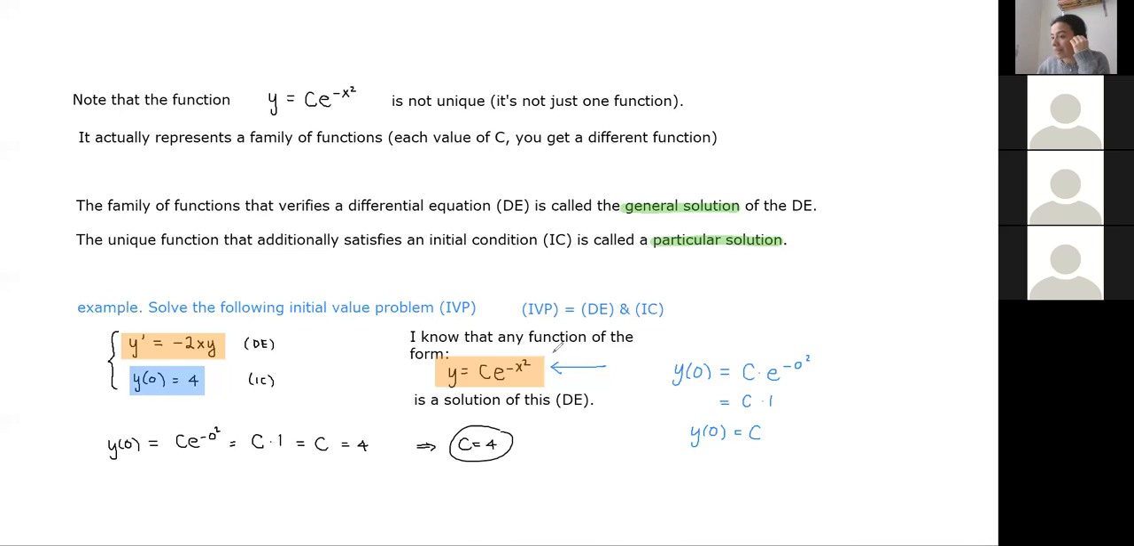So then I know that because my function is of the form c times e to the minus x squared, the value of the function at 0 has to be equal to c, right? But my initial condition here told me that the initial value, y of 0, had to be equal to 4. So y of 0 is equal to c, and y of 0 is equal to 4. So necessarily, c has to be equal to 4. Is that okay?